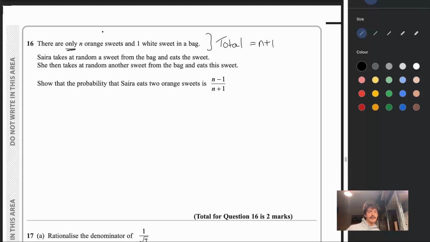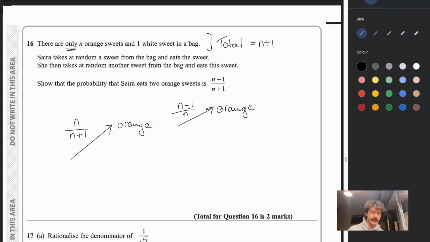Now we just need to figure out what the probability is that she eats 2 orange sweets. Now we could make a full tree diagram here, but I don't see any point really. We want to find out the probability of her choosing orange the first time, and then the probability of her choosing orange a second time. Now, that means that for each fraction, each probability, we want to consider how many are orange compared to the total. In the first case, we're going to have n over n plus 1. And in the second case, well, we've removed 1 orange sweet and we've removed 1 from the total. So we're left with n minus 1 over n.